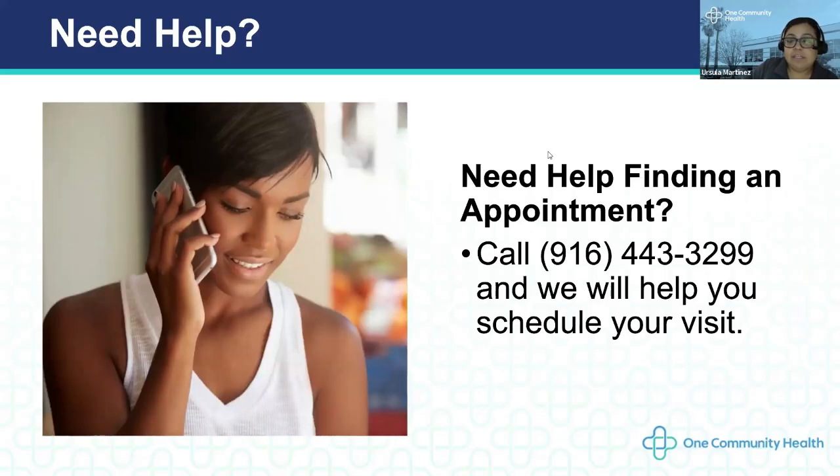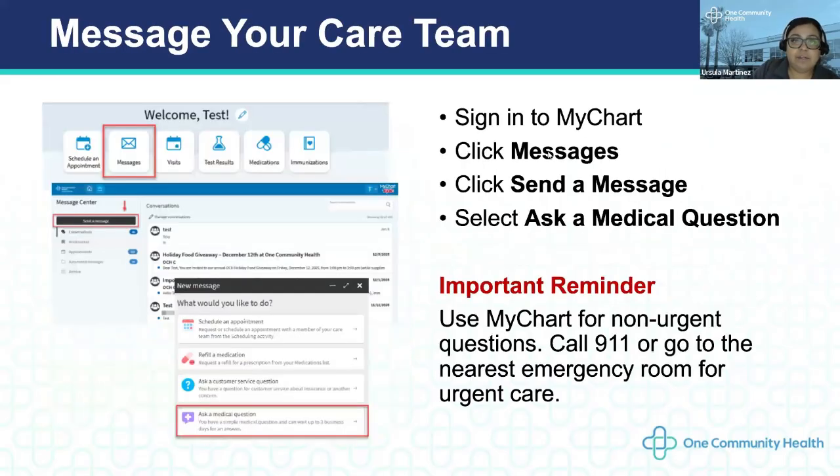And then if you find that you're unable to see or successfully schedule your appointment, you're more than welcome to give us a call at the clinic and we'll have one of our call center representatives assist you. You may call area code 916-443-3299 and we'll gladly help you schedule your next visit.